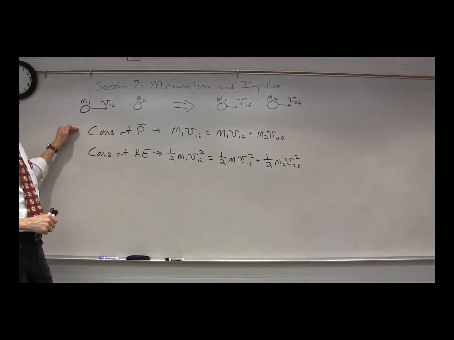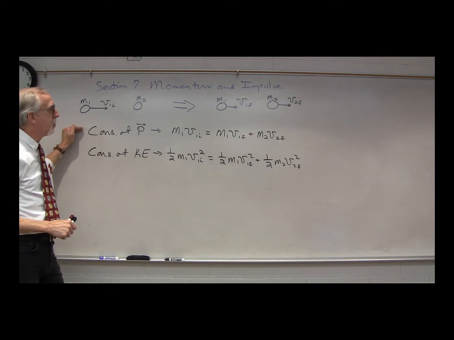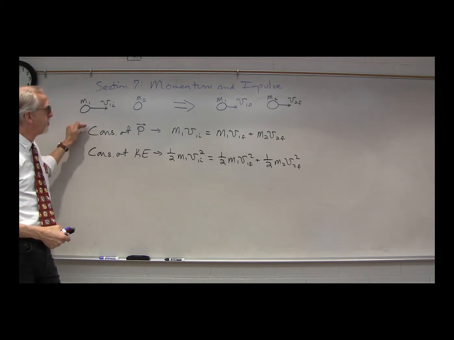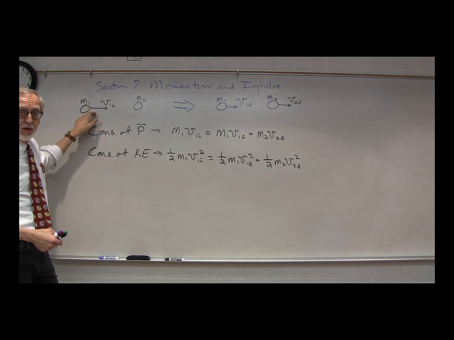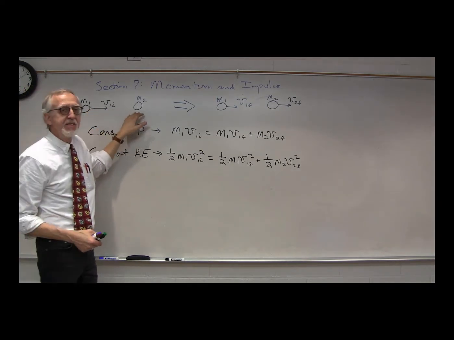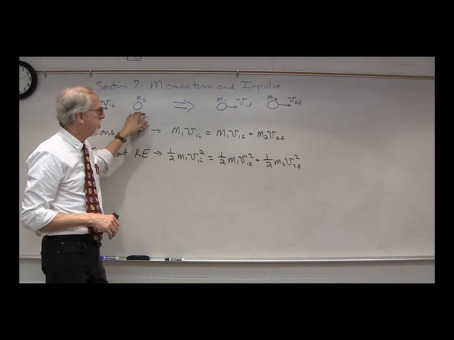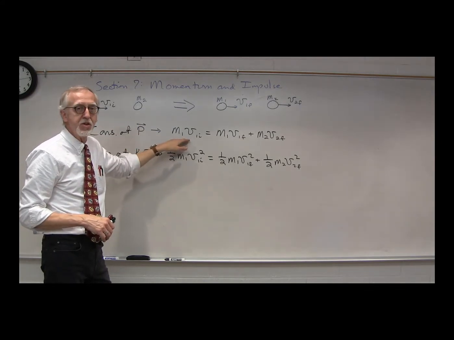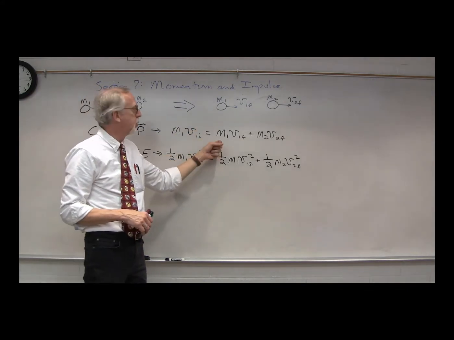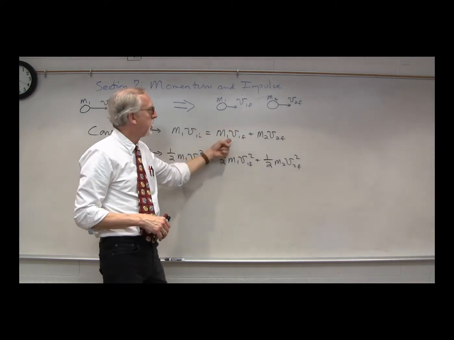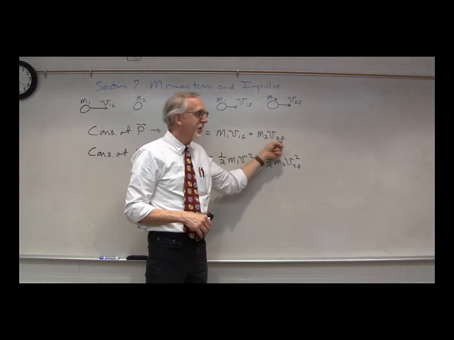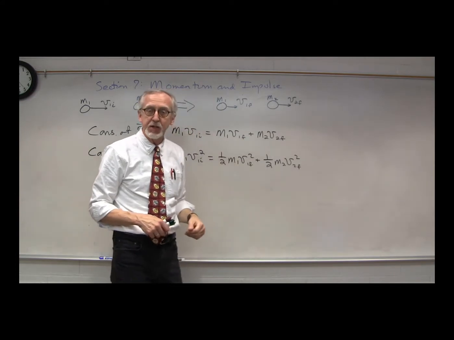So from conservation of momentum, we know the initial momentum must equal the final momentum. So that m1 v1 initial, that's the momentum of object 1 initially. Object 2 is stationary, so it doesn't have any initial momentum. So m1 v1 initial equals the final momentum, which is m1 v1 final, that's the momentum of object 1, plus m2 v2 final, that's the final momentum of object 2.